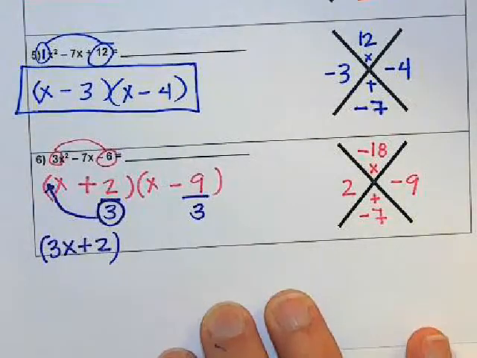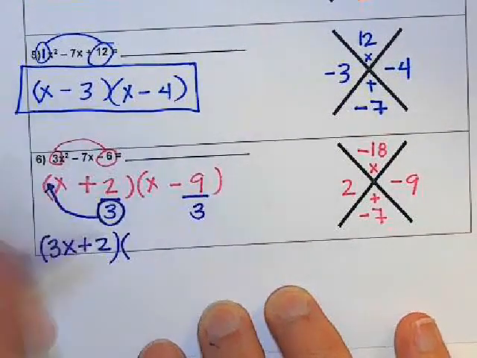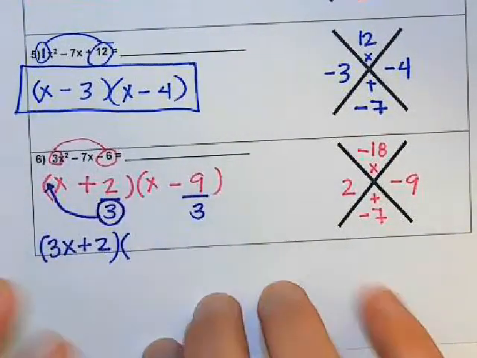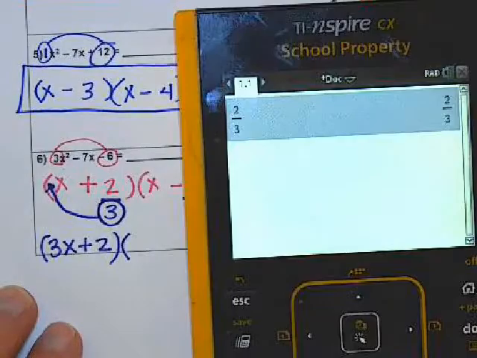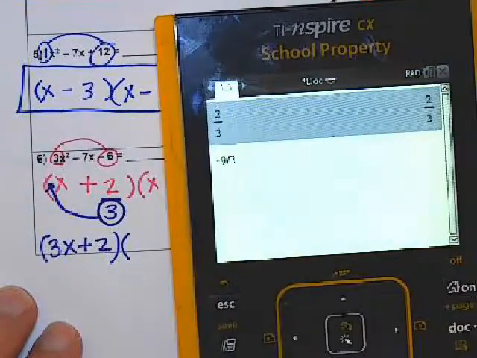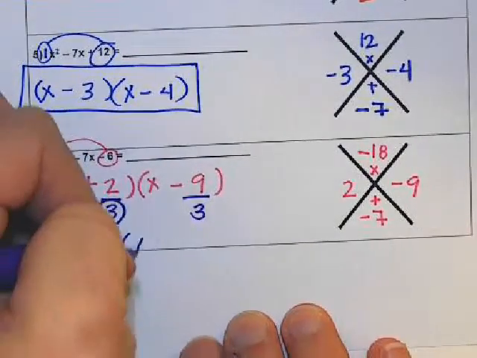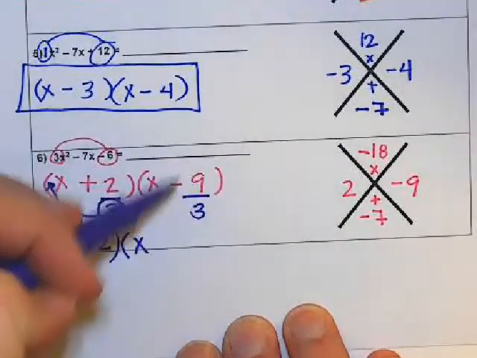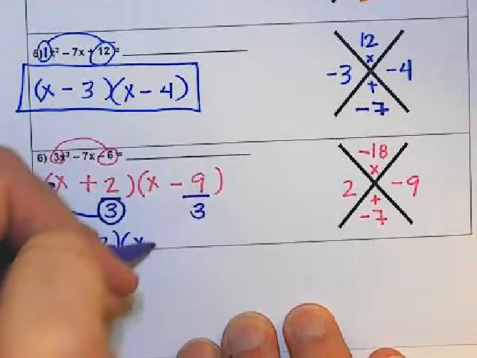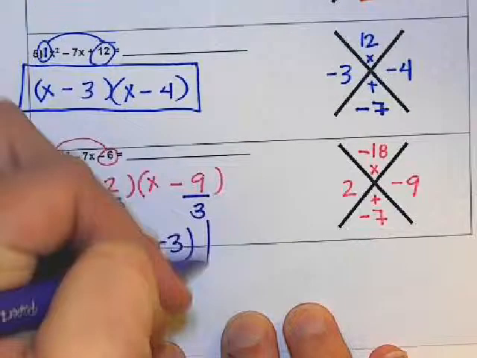Okay, then on my next set of parentheses, can I divide negative 9 and 3? Yes. Well, negative 9 divided by 3, look up here, gives me a negative 3. So x is going to stay the same, but I'm going to put the answer negative 9 divided by 3 to be negative 3. And that's my answer.